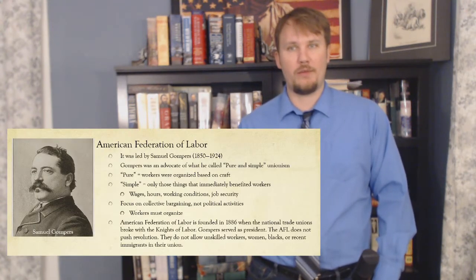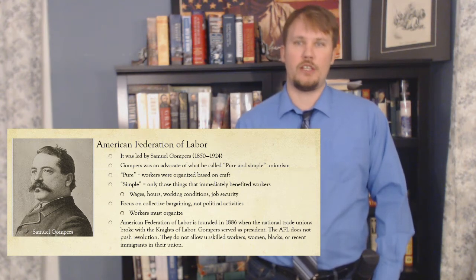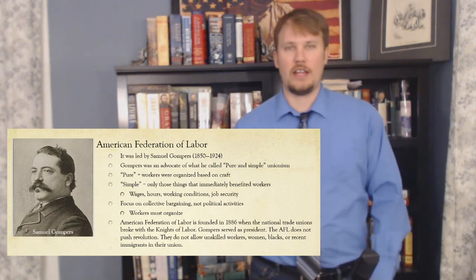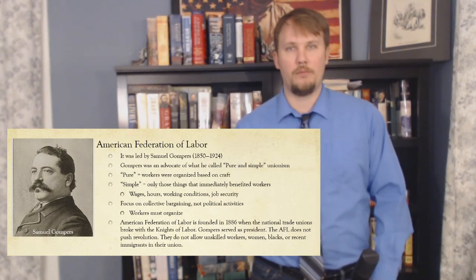Now, there's another big union in the Gilded Age, and this union will actually be a lot more important later on when we get into the 1930s, but this is the American Federation of Labor, or the AFL. It was led by Samuel Gompers, who was a Dutch Jewish immigrant. His family came to America in 1863, and Gompers worked as a cigar maker.